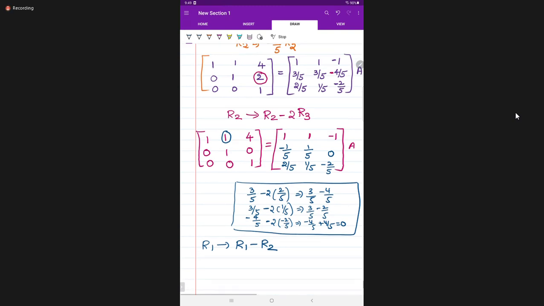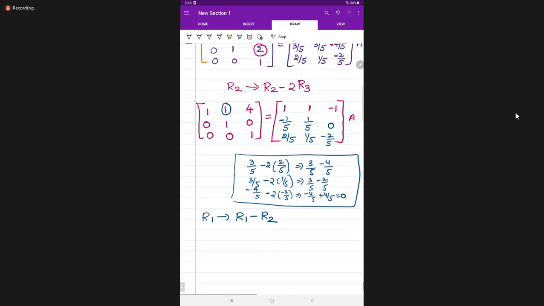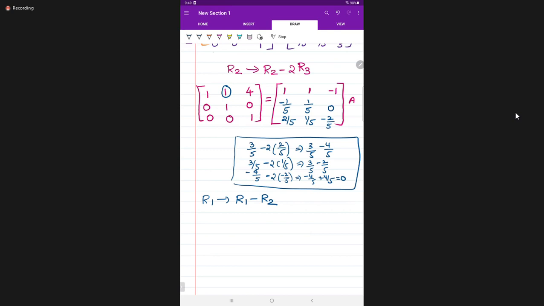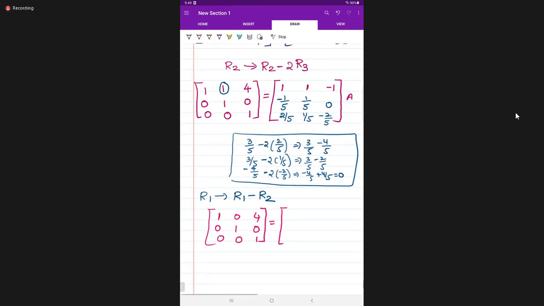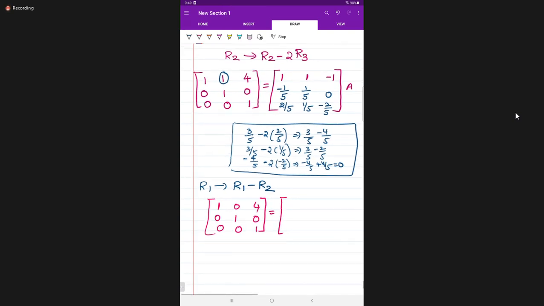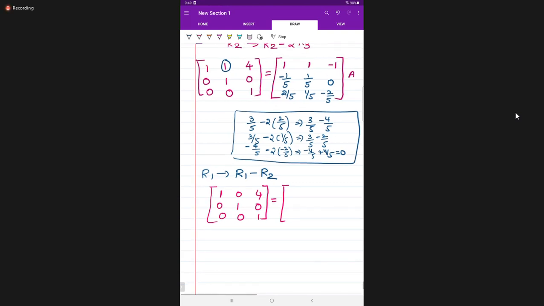Now tell me the answer. Give me the answer. 1 1 0 4, 1 0 4 0 1 0 0. R1 minus R2, R1 minus R2. How much? 0 to 1, right? 6 by 5. R1 is 1 minus R2. Yes, ma'am. 6 by 5.